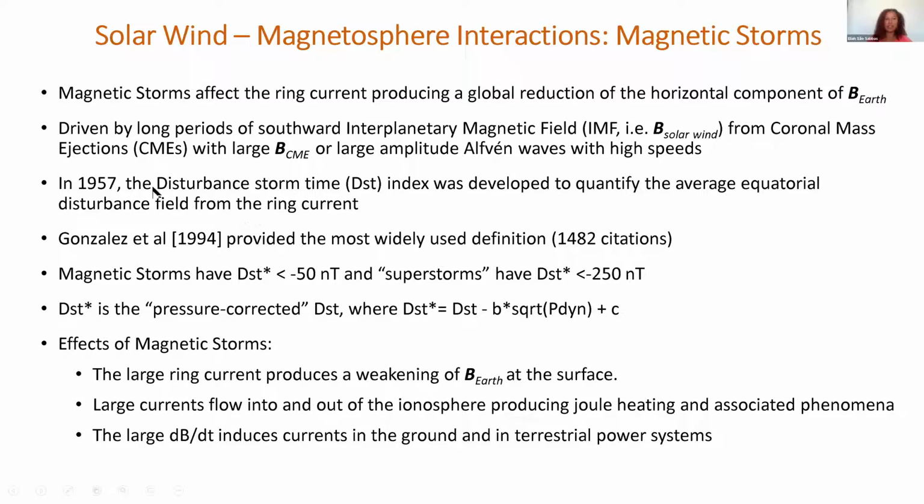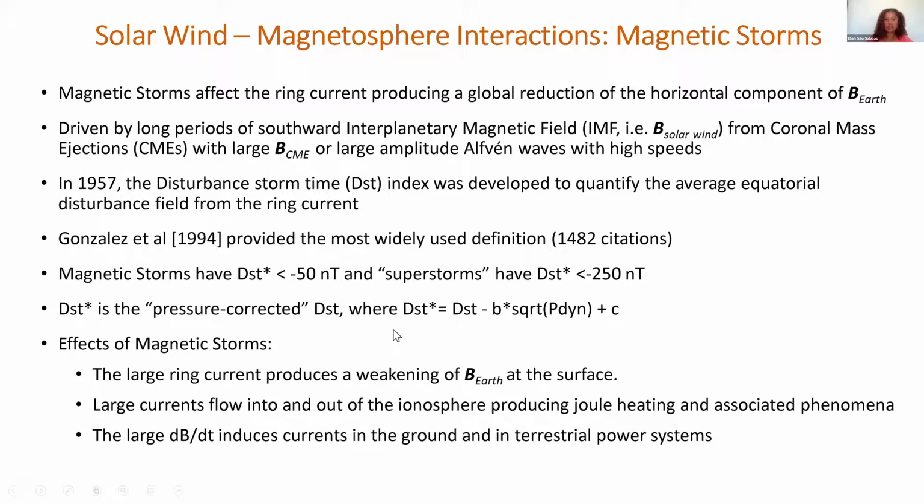In 1957, an index was created to quantify how much disturbance would happen in the ring current. And this index is called Disturbance Storm Time, which is DST. Now, Gonzalez et al., a colleague from INPE, is the scientist who provided a definition that is used most widely. So the definition is that the pressure-corrected index has to be less than minus 50 nanotesla. This is when we can call the phenomenon a magnetic storm, or superstorms that have this index less than minus 250 nanotesla.